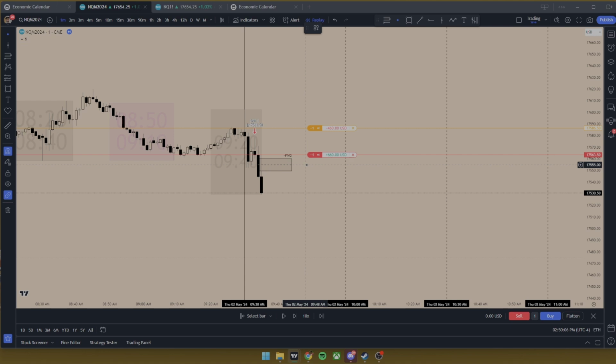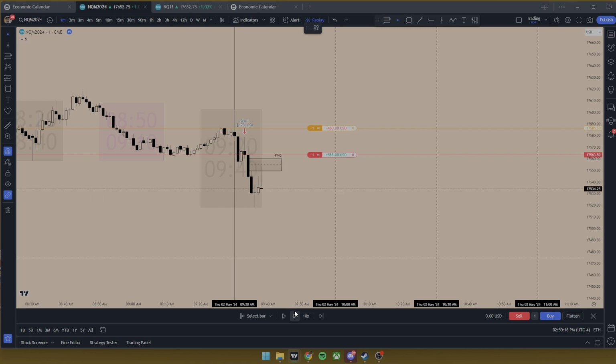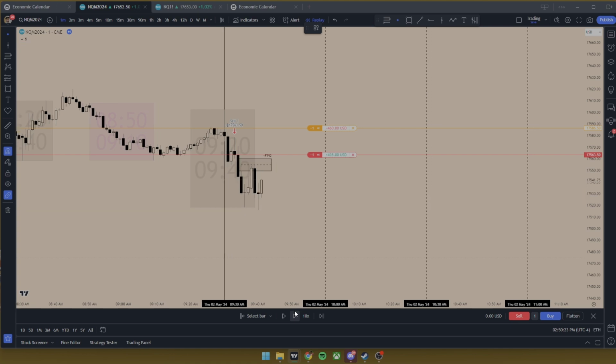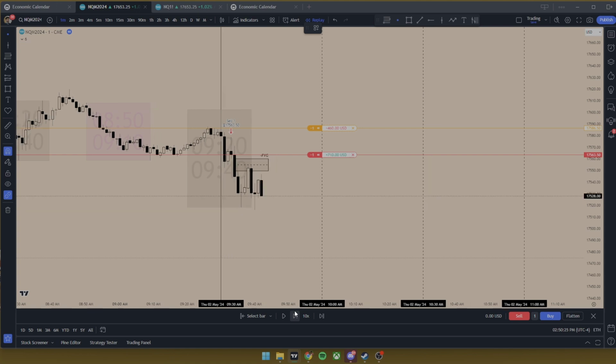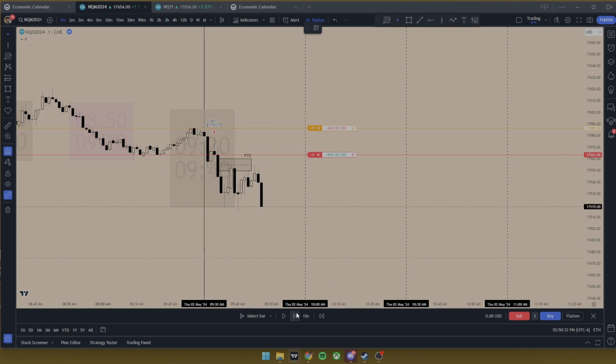Now we're looking at this consequent encroachment level here. We want to see price stay below that consequent encroachment level. You can see we get one tick below consequent encroachment there. Displacement lower. Right here, consequent encroachment to the tick. That's followed by displacement lower.